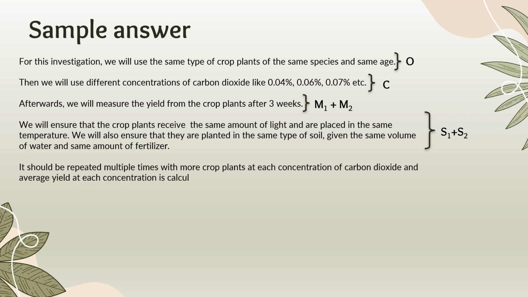We will ensure that the crop plants receive the same amount of light and are placed in the same temperature. We will also ensure that they are given the same type of soil, given the same amount of water, and same amount of fertilizer. These are our control variables S1 plus S2. It should be repeated multiple times with more crop plants at each concentration of carbon dioxide. Average yield at each concentration is calculated while avoiding anomalous results and then compared. These are the repeats.